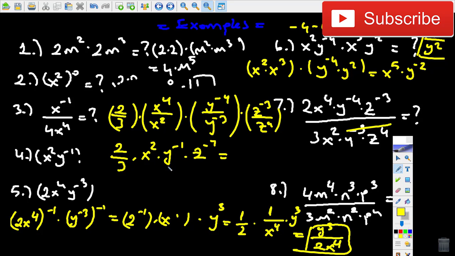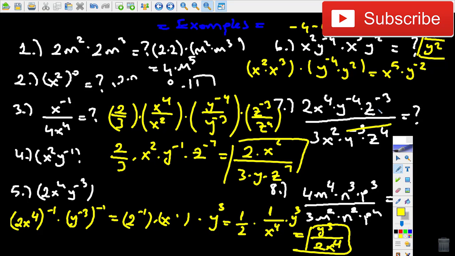So now let's move all the negative exponents to the denominator as positive exponents. So my final result is going to be equal to 2 times x squared divided by 3 times y times z to the power of 7. That's going to be my final answer.